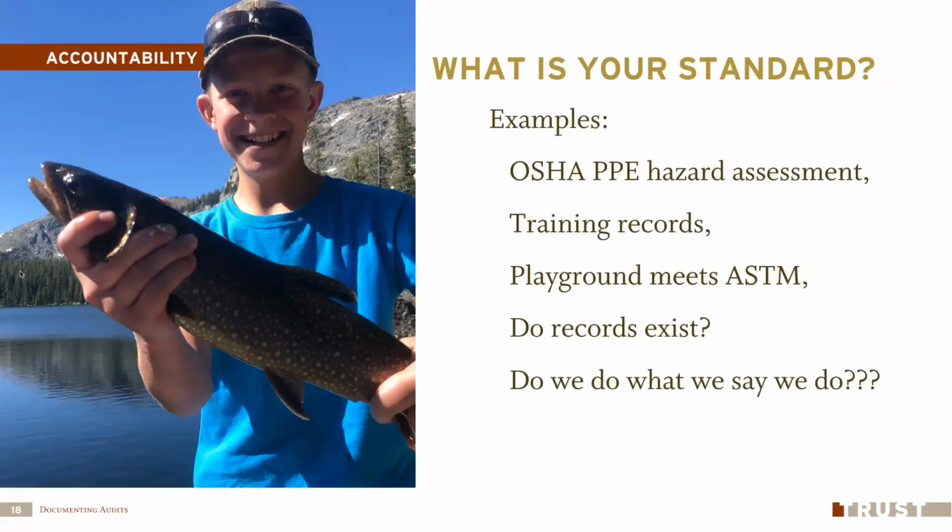It might be something like OSHA has a requirement that you do a personal protective equipment hazard assessment. For every job description out there where I'm going to require some PPE, I've got to have a documented and signed hazard assessment. So my audit might be, do we have that assessment for every job description? Our finding would be yes or no, or maybe we have them, but they're old or they don't really meet what we're doing. Training records: have we provided the training for fall protection or hazard communication? And do we have the records for those? That's a pretty easy thing to audit and document whether we've got it or not.